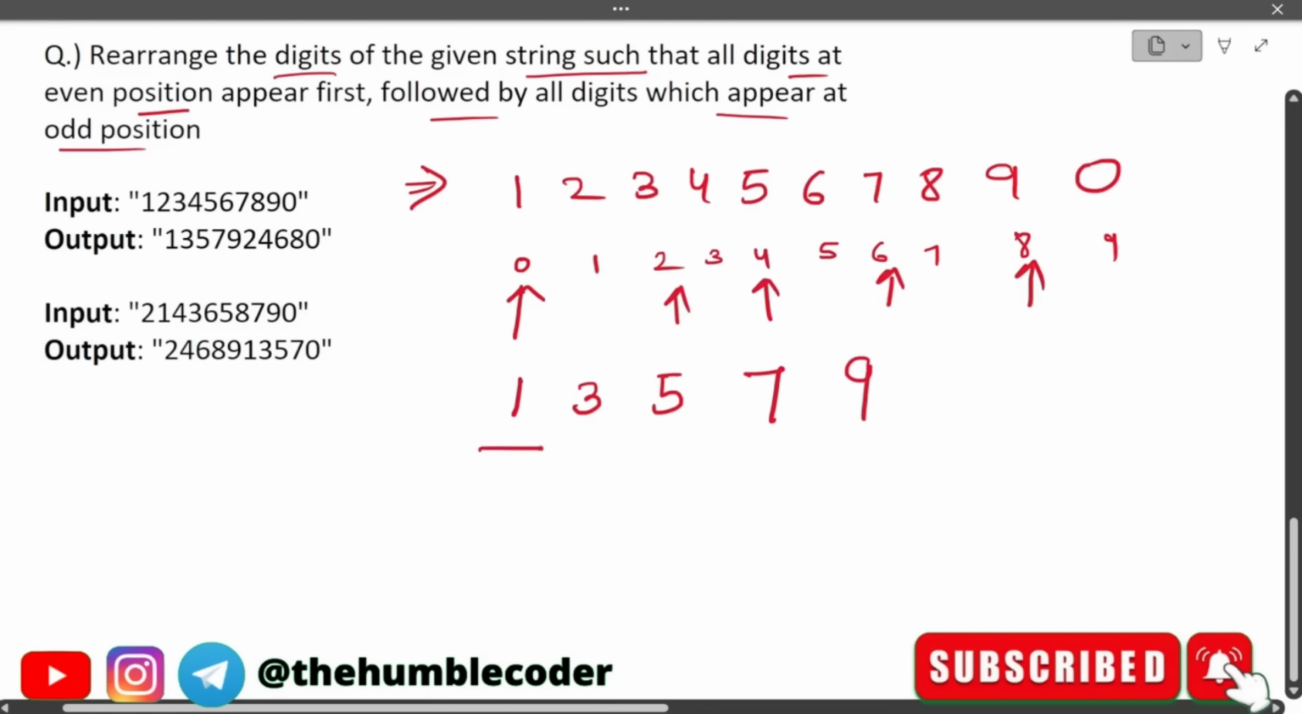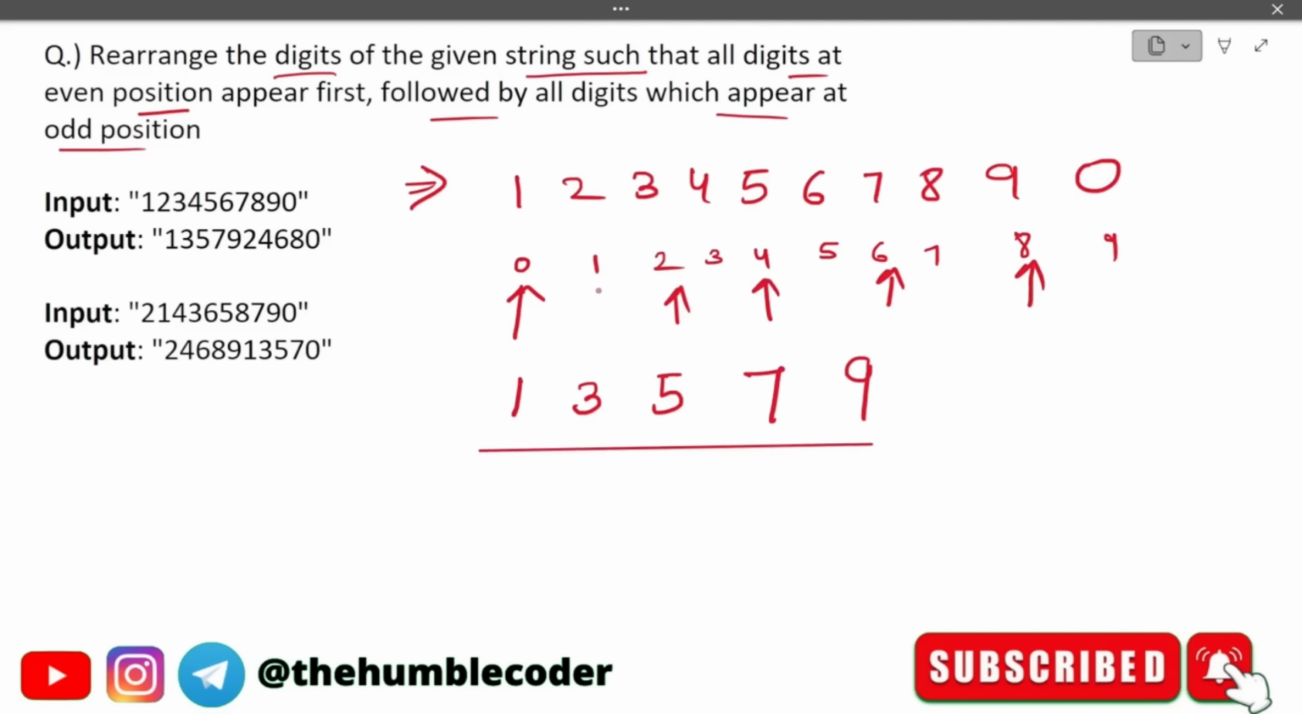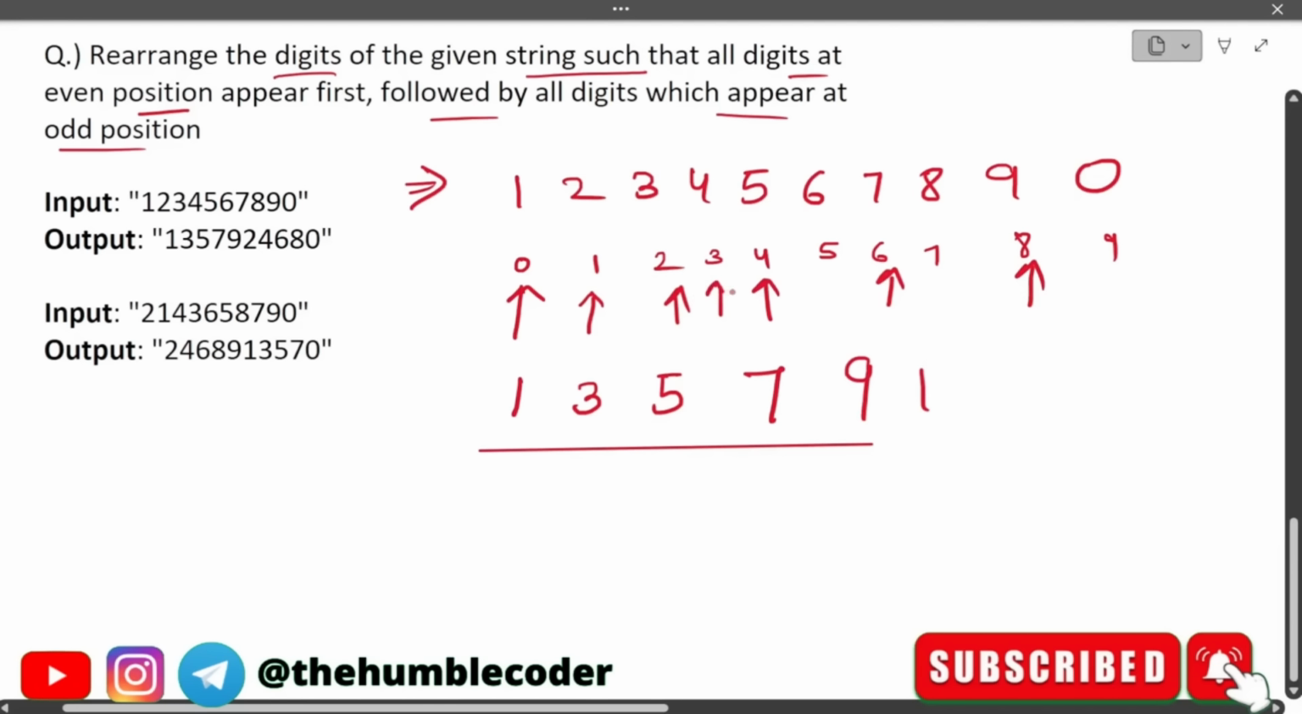So all the even position ones should come first, and then remaining later on should be the ones which are at odd positions. So what is the first one in the odd position? Sorry, not the index, we have to take the value. So don't take the indexes, we have to take the values. So the next one is 2, then 4, then 6, and then 8, and then 0. Okay, hope you have understood it. So this is the output that we want.